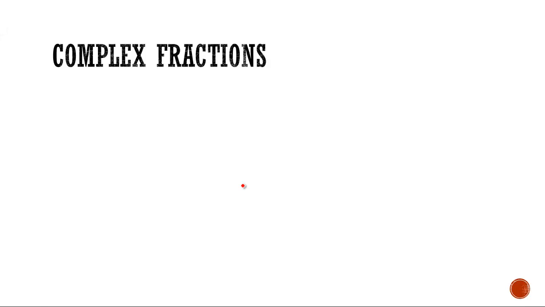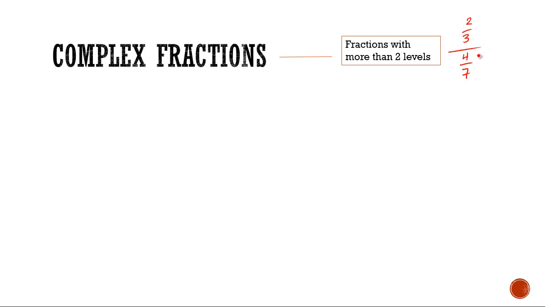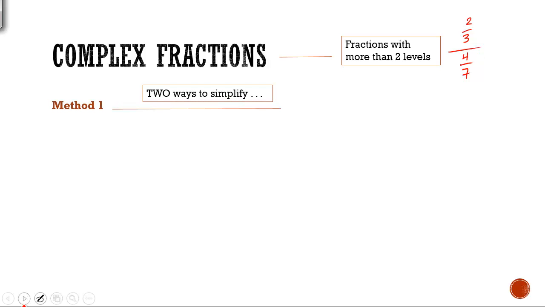This video is on complex fractions, or rational expressions. Complex fractions are fractions with more than 2 levels. So for example, 2/3 over 4/7 is a complex fraction. There are 2 ways to simplify complex fractions.